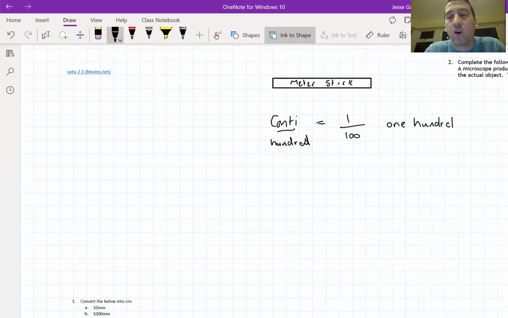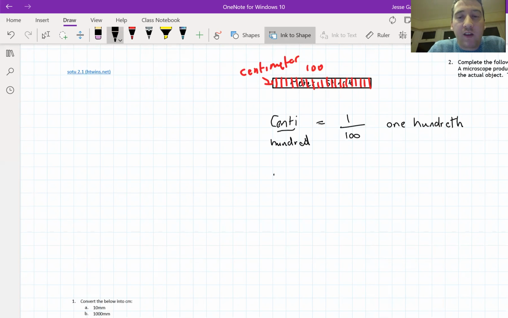1/100th. Not 100, 100th. Okay, that means if you've got one of these, you would take our meter stick and we would break it into 100 little pieces. Now I can't break that into 100 little pieces, but imagine there's 100 of these little spaces here. If I was to break our meter stick into 100 of those pieces, then one of those pieces would be a centimeter. There will be 100 of them in a meter. So one of these is 1/100th of a meter.